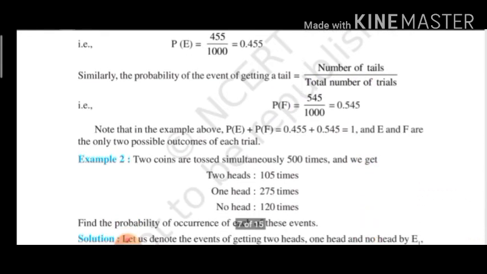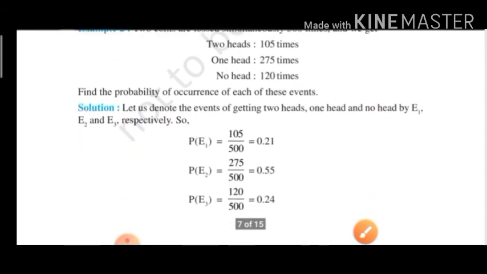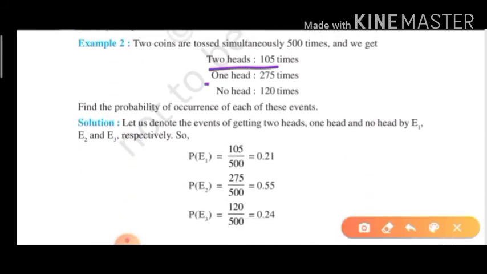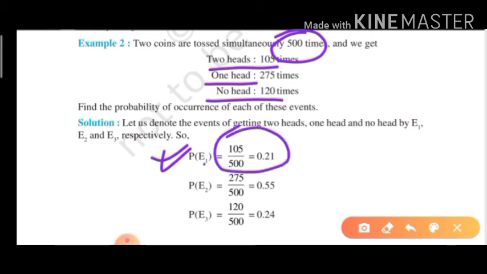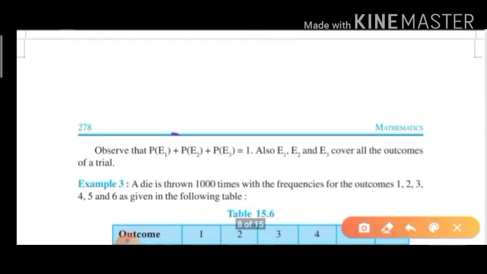Now if you add the probability of getting a head and the probability of getting a tail together, you will get 1 as the answer. So the total probability is always 1. Likewise in this one: 2 heads, 1 head, no head. The total is 500 times. So the probability of getting 2 heads is 105 by 500, the probability of getting 1 head is 275 by 500, and the probability of getting no head is 120 by 500. If you add them, you will get the total probability to be 1. So always remember, the total probability is always equal to 1.